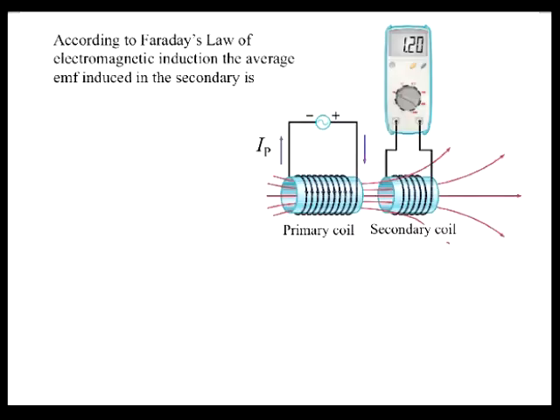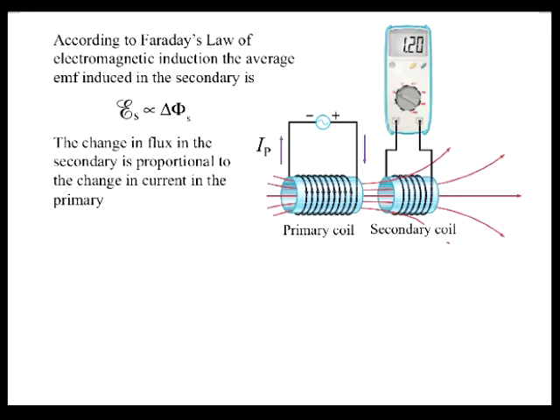According to Faraday's law of electromagnetic induction, the average EMF, Es, induced in the secondary coil is proportional to the change in flux, delta phi s, passing through it. However, this change in flux in the secondary is produced by and proportional to the change in current, delta Ip, in the primary coil. It is convenient to recast Faraday's law of induction into a form that relates delta phi s to delta Ip, since it is usually the current that is being controlled in the primary coil.